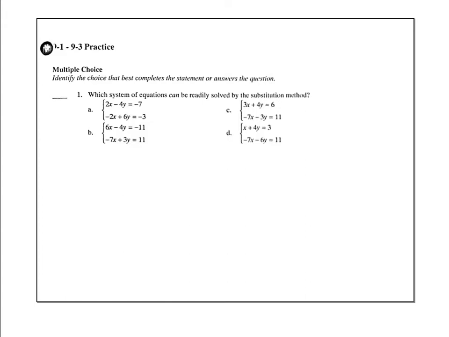as possible. So if I look at choice A, every variable has a number with it. So it wouldn't be choice A. Same thing with choice B. Yes, you could solve to put it in substitution mode, but you'd be adding, subtracting, multiplying, and dividing. You'd be doing multi-steps, which we want to avoid. Choice C, all the variables have a number with it. And then when I look at choice D, there's an x that's almost by itself. So that would be the equation that you could readily solve by substitution.